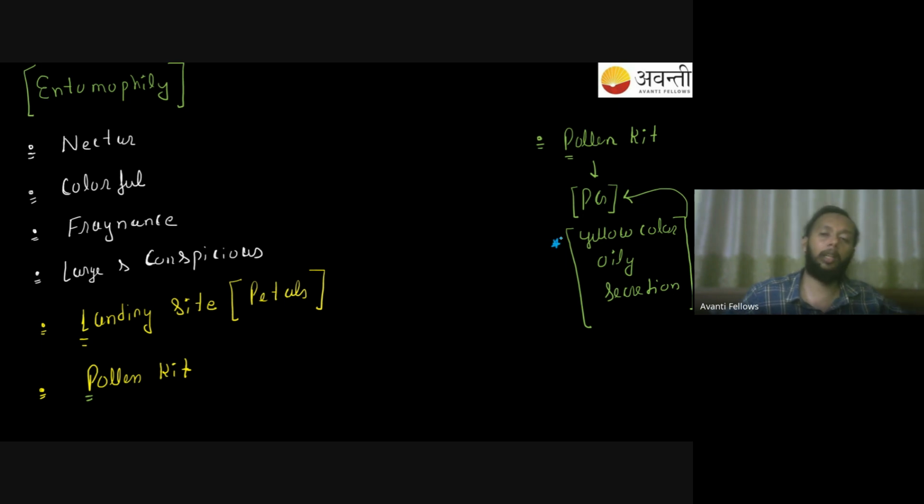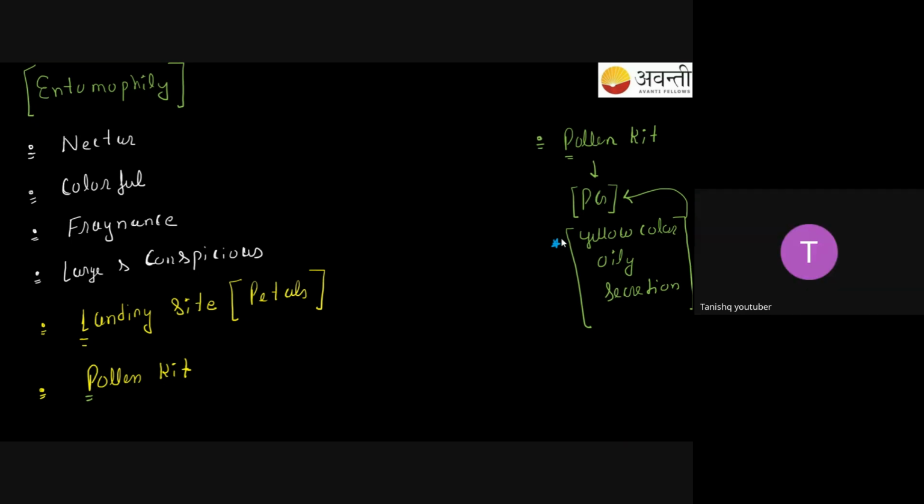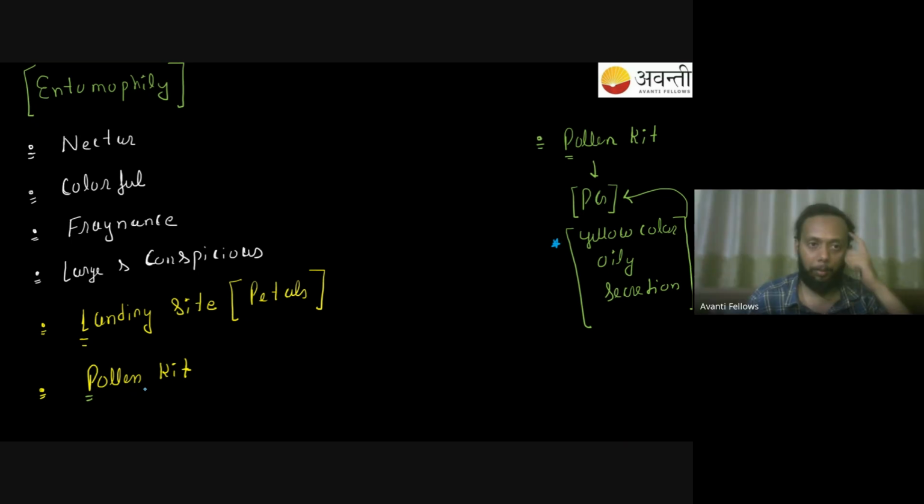Now is this point clear to all of you? Pollen kit. Is this clear to everyone here? Yes, sir. Okay, alright. That is my pollen kit formation. Along with that, you will also find the flower is going to produce edible pollen grains. Edible pollen grains, that means pollen grains that can be eaten.